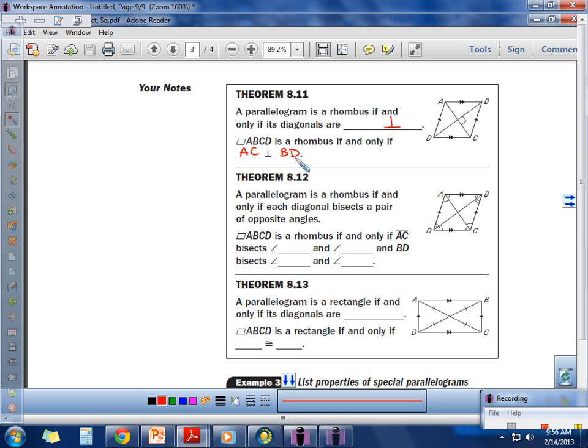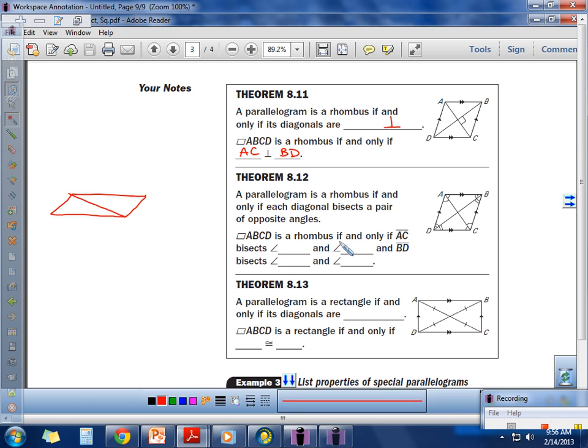Alright, Theorem 8-12. It says a parallelogram is a rhombus if and only if its diagonals bisect a pair of opposite angles. So a lot of times you all were trying to look at these parallelograms and say that whenever you had the diagonal drawn, that's bisected. And I can obviously tell that that's not a true statement. However, if you have a rhombus, it is a true statement. A rhombus has a ton of symmetry. So we know that a lot of angles are going to be bisected, and a lot of angles are going to be congruent whenever you have the diagonals.